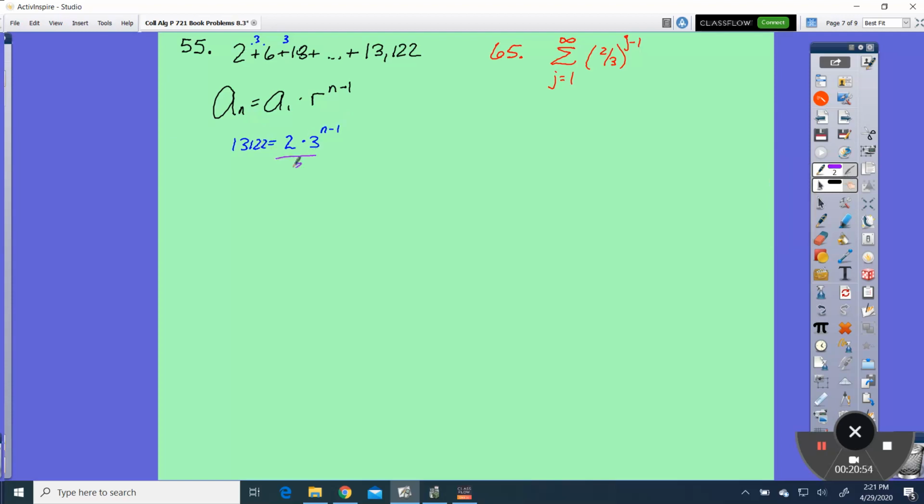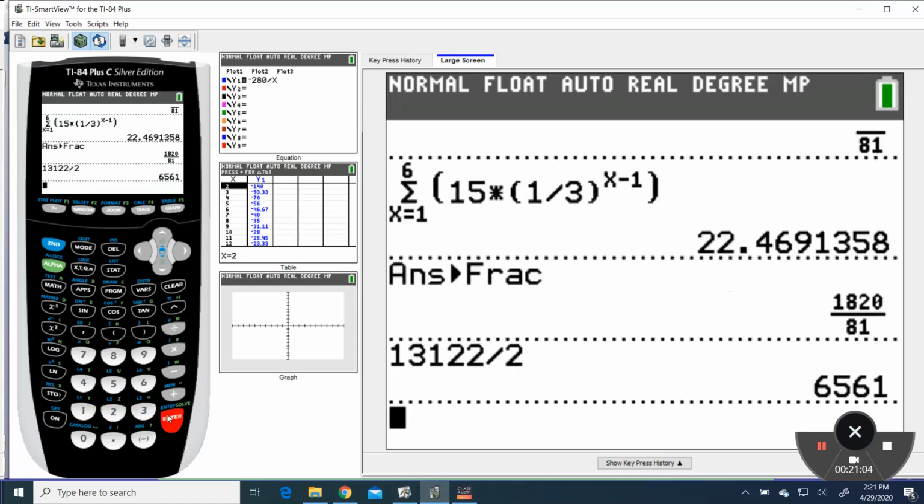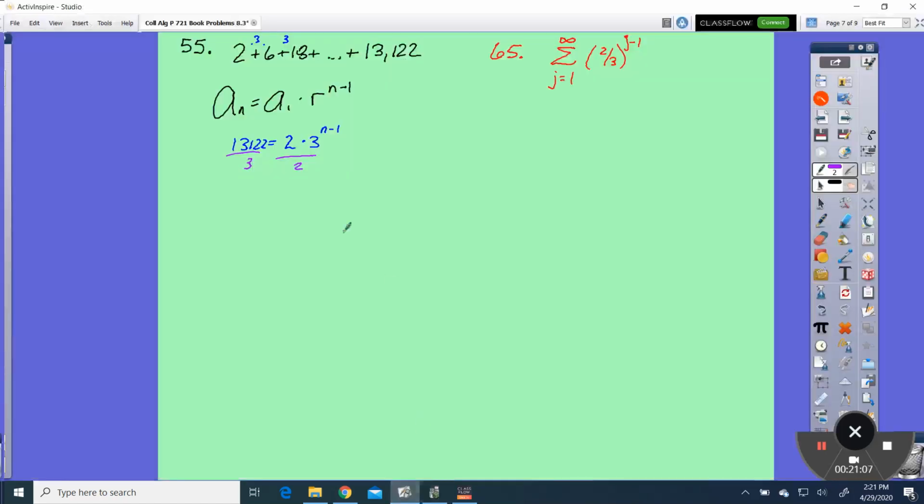So let's solve for this n right now. So I'm going to divide everything by 2. 13,122 divided by 2. 6,561. 6,561 equals 3 to the n minus 1. Now you've got to dust those cobwebs off inside your head and be like, we have a number that has a power that's a variable. How do we do this? And hopefully somewhere in your brain it's like, come on, come on. And it says logarithms. Oh yeah.